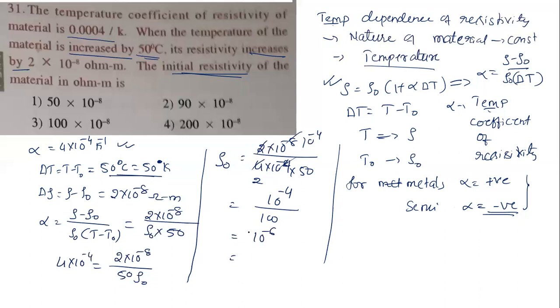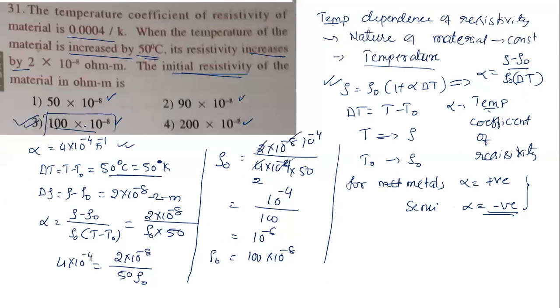So now I need to write in terms of 10 power minus 8, because look at the option: 10 power minus 8, 10 power minus 8, 10 power minus 8. Can we write this one as rho naught as 100 into 10 power minus 8? Because if I take 10 power minus 2, if I divide, it will cancel, no? So that's the option. So this is the third option, the correct answer.